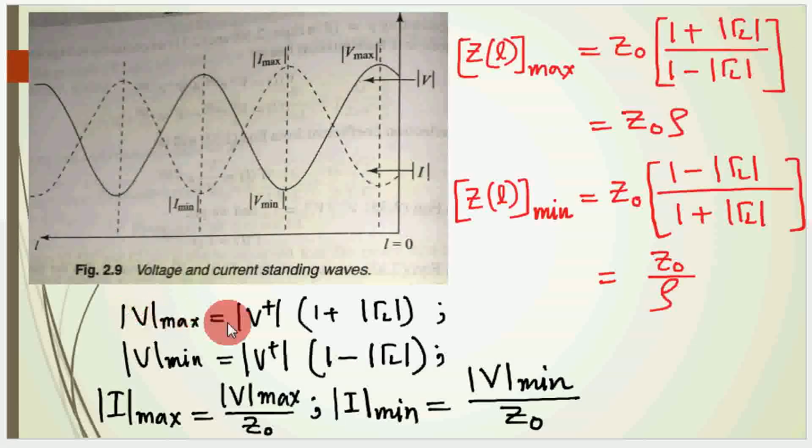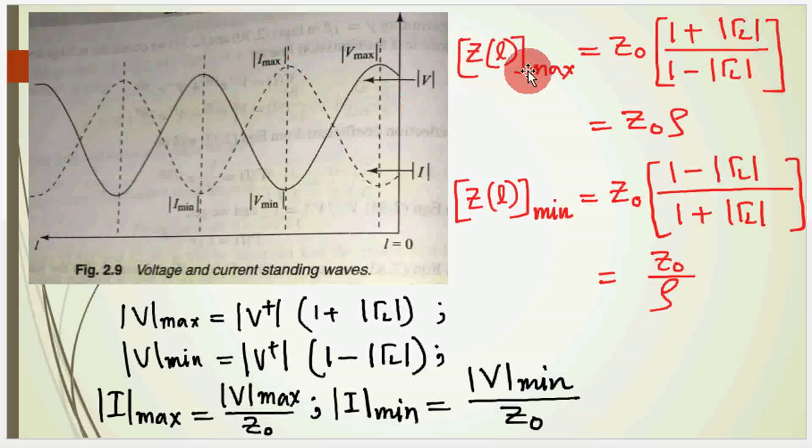Maximum voltage on the line is |V+| into (1 + |Γ_L|), and minimum voltage is |V+| into (1 − |Γ_L|). Maximum current is maximum voltage by Z0, and minimum current is minimum voltage by Z0. Impedance is maximum when the voltage is maximum, and when the voltage is maximum the current is minimum, according to this curve, this standing wave pattern.